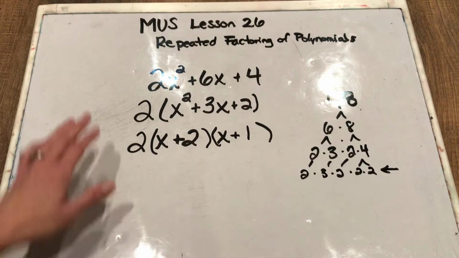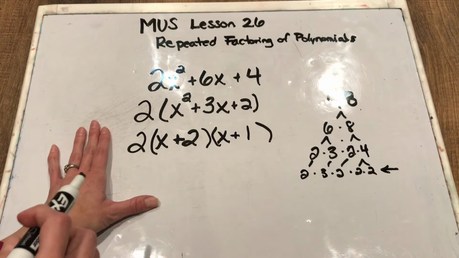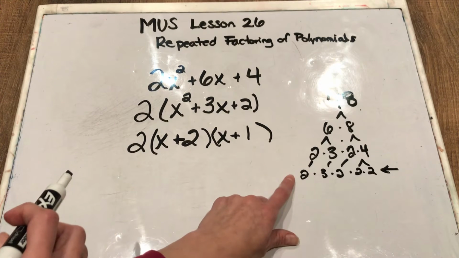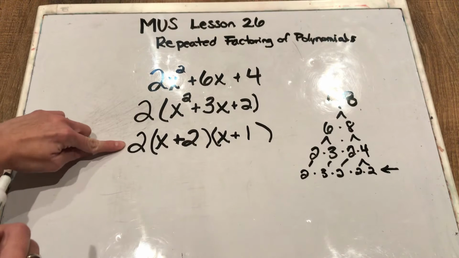So when we say in the directions completely factor or factor this completely, that means you want to get down to all of your prime factors. So right here, this line would be our prime factors.